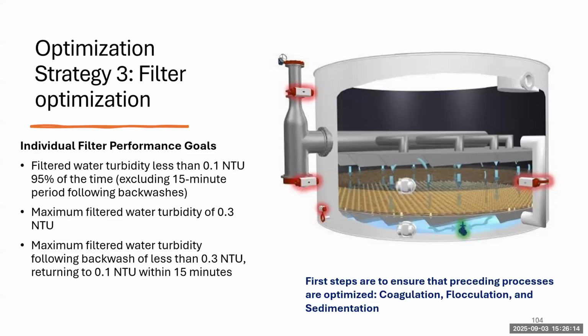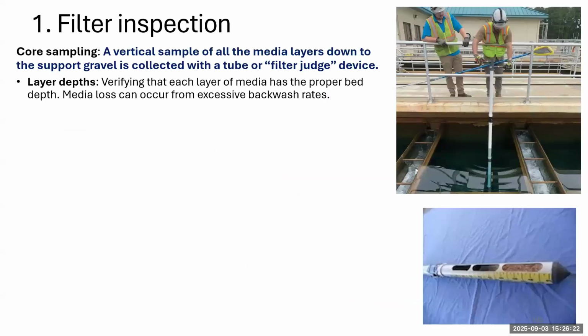And of course, the first step to have your filter working well is to make sure all the things that happened before it are working well: the coagulation, flocculation, and sedimentation processes. I'll show you a couple of things that you can do. The first is a filter inspection. You see the gentleman on the top right of your screen, he has a filter judge. It's kind of like a sludge judge, but it's a long tube that captures a core sample of the filter. It captures all the layers in the filter. You push it down all the way to the support gravel, and you bring it back up, and you can analyze the sample. You can make sure that each layer of the filter bed has the right amount.